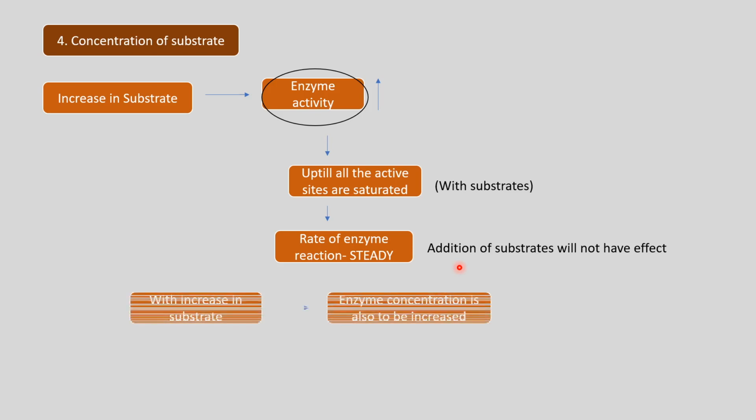increase the activity. So if we want that along with the increase in substrate, what can be done is that the enzyme concentration also has to be increased. As the substrate concentration is increasing, if enzyme concentration also increases, this can give more active sites, and then the reaction can proceed.